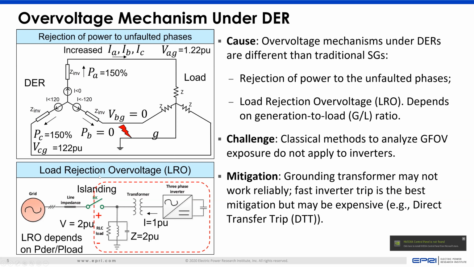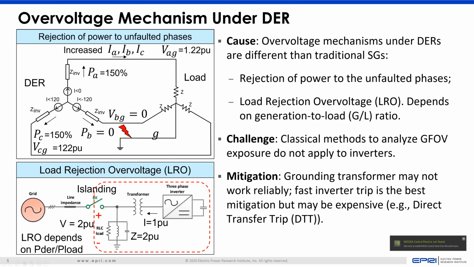The second is load rejection overvoltage, which is not related to the fault. It could happen even without a fault, and it has to do with the islanding condition. So assume that we have an inverter-based resource or a DER supplying a local load and being connected to the network.